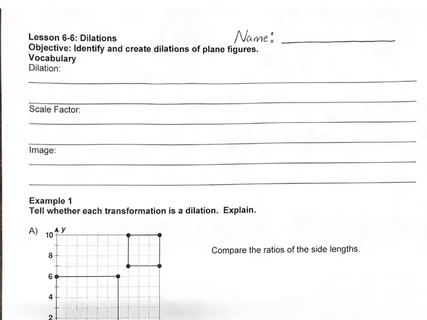This is lesson 6.6 on dilations. It's the first lesson about transformations, and you should have a note-taking sheet available on Canvas that you can use to follow along, or a paper copy of it in class. So first, our definition that we're talking about today is dilation.